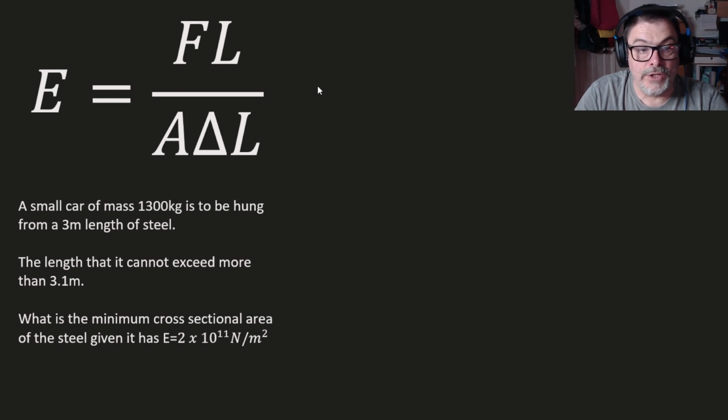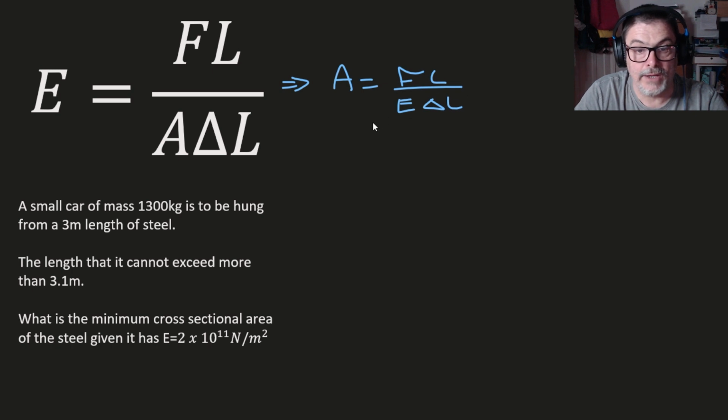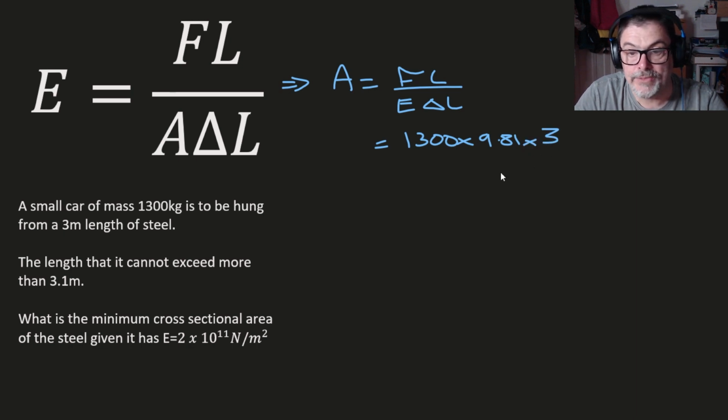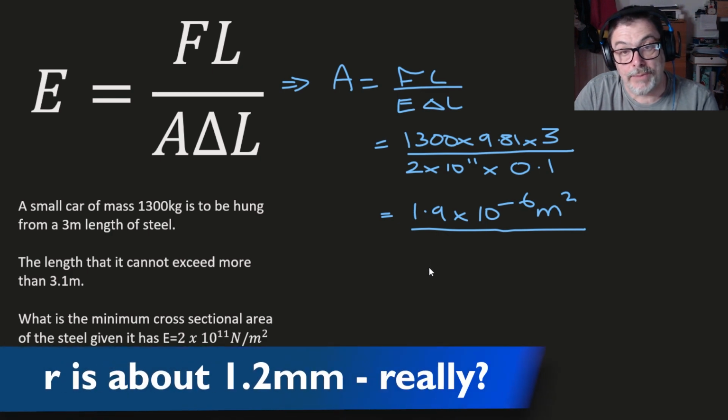A. Given that we want A, I would firstly start by rearranging the formula. It's always best to do your algebra first with this sort of stuff. So there we go, A equals FL over E delta L. Now put in the numbers, the force 1300 times 9.81, turn it into newtons rather than kilograms, and that's going to be hung on an original length of 3 meters, divided by the Young's modulus, 2 times 10 to the 11, multiplied by the extension, which mustn't exceed 0.1. And when you calculate that, you get 1.9 times 10 to the minus 6 meters squared. And if you wanted, you could work out how many millimeters squared that is, and you might be surprised that it's not very many.